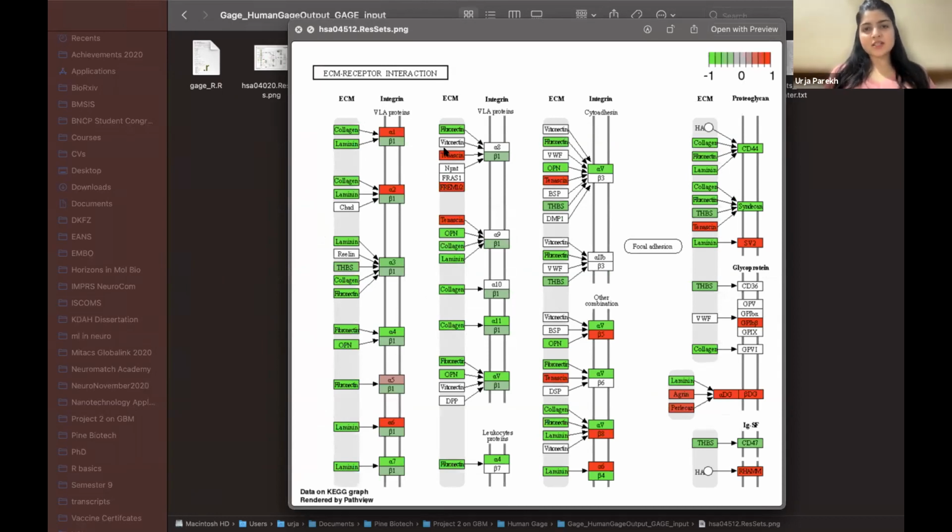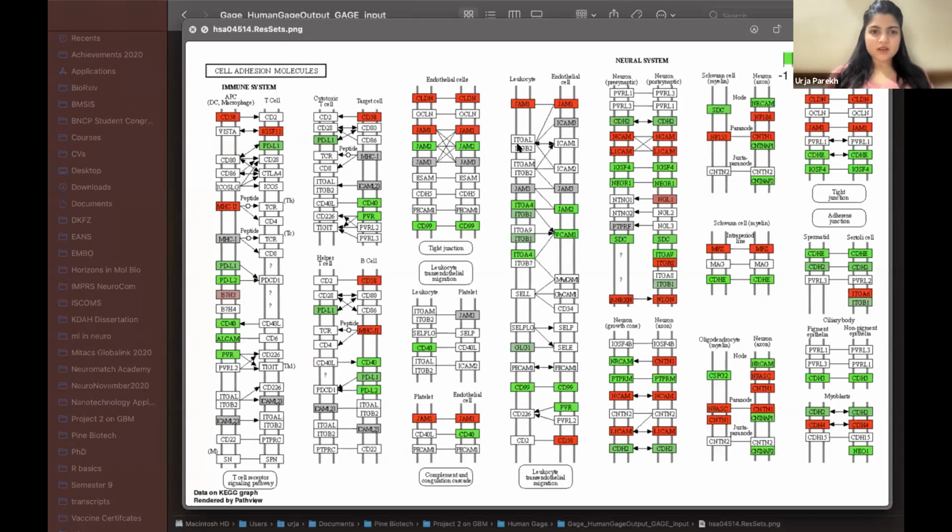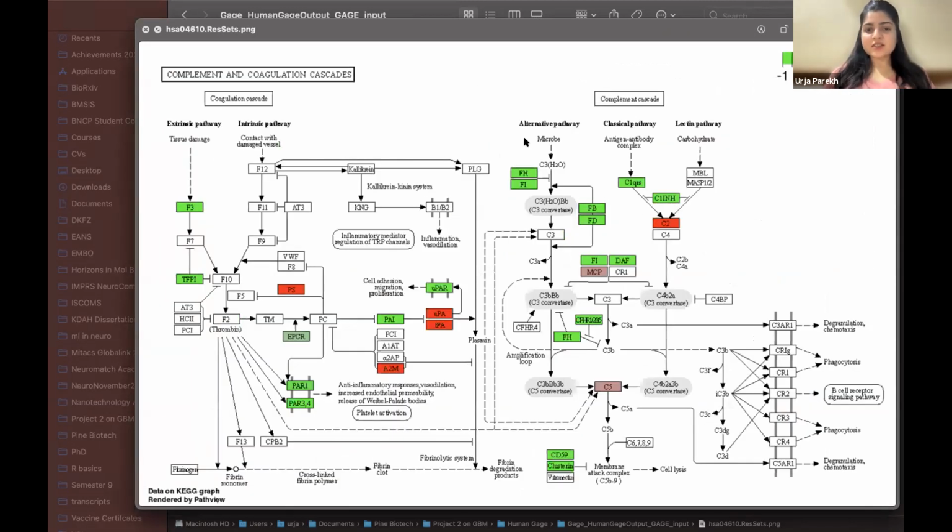So I need to interpret this data further in order to elucidate how this might be correlated to gliomagenesis. For example, we know that ECM receptor interaction is important for tumorigenesis. It gets altered when a person has cancer, so the cells have an altered ECM receptor interaction. This further needs to be interpreted, which I'll be doing. You can also see its involvement in cell adhesion molecules and pathways that may be responsible for cell adhesion. So these are some of the pathways that I've got after the human GAUGE pipeline.